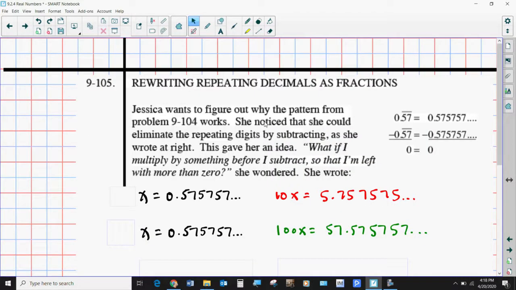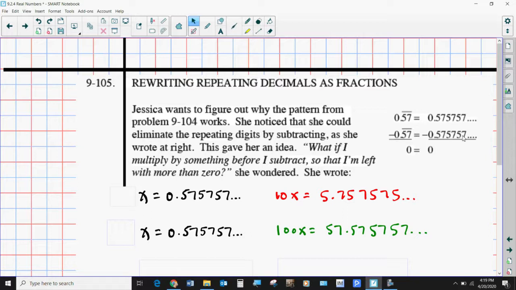It says, Jessica wants to figure out why the pattern from problem 104 works. She noticed that she could eliminate the repeating digits by subtracting, as she wrote at the right. What we have here is 0.57 repeated, which is the same as 0.575757 all the way to infinity. If you subtract a number from itself, you're going to get 0 for an answer, correct? So we are technically able to do subtraction problems that involve repeating decimals, even though we are not able to go all the way back to the far right digit and begin the process there.